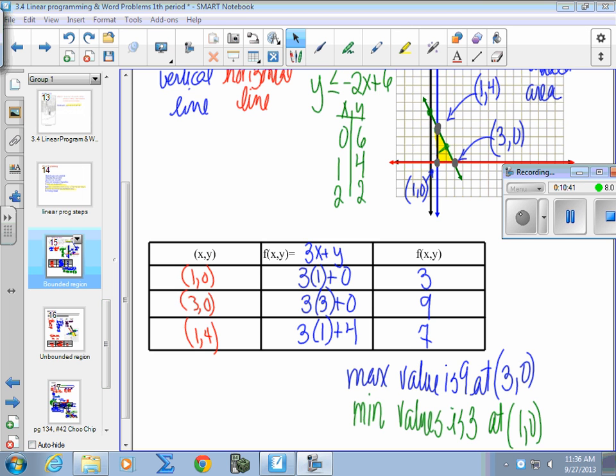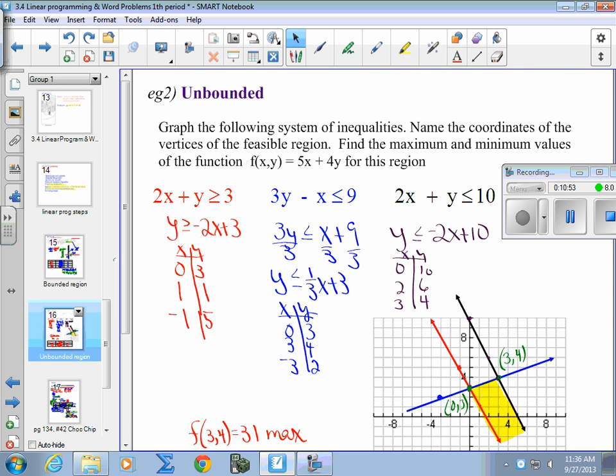This is what was called a bounded region because the figure is enclosed. It doesn't have any open sides to it. Next is an unbounded region.